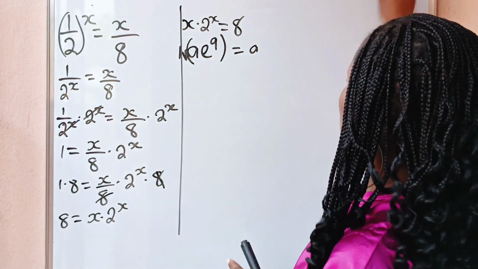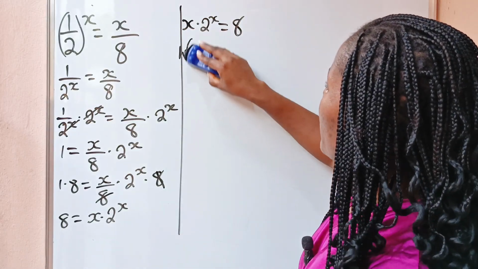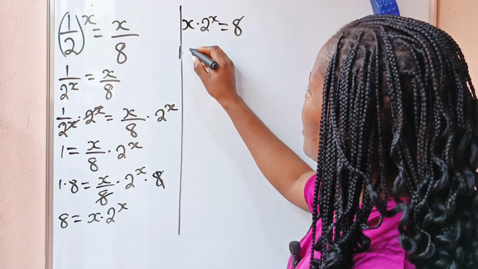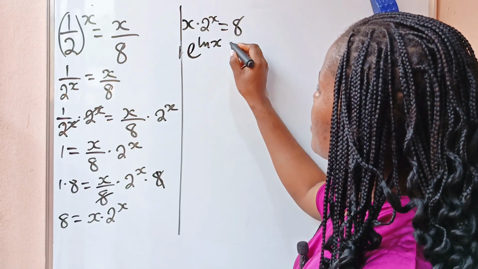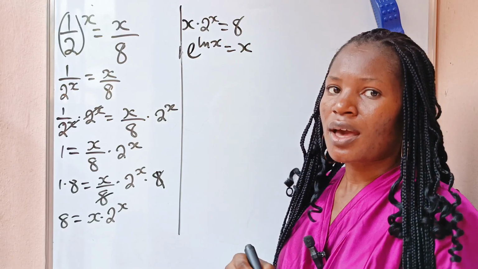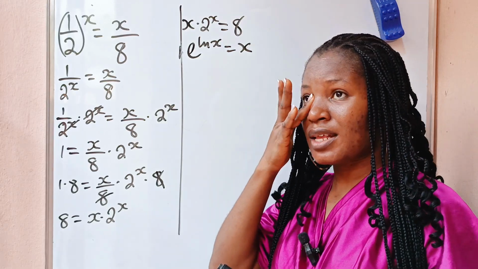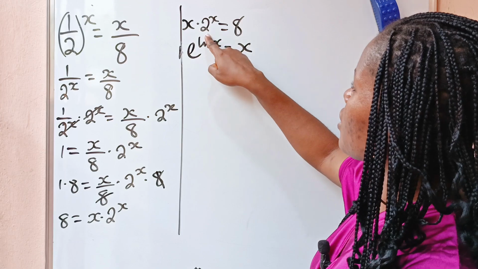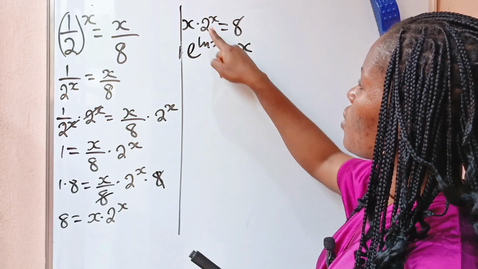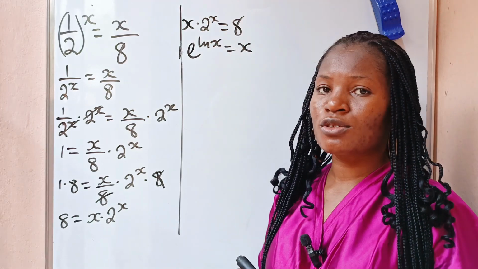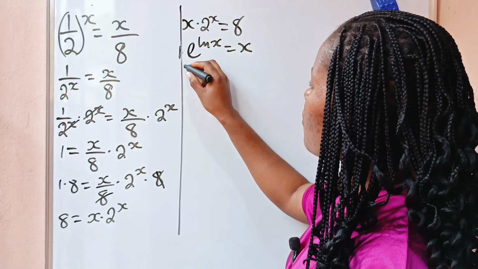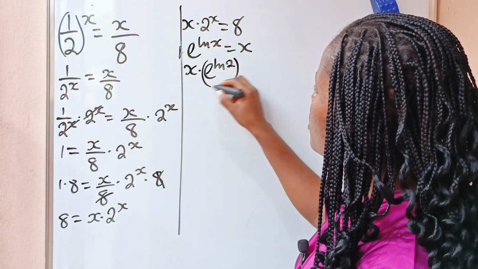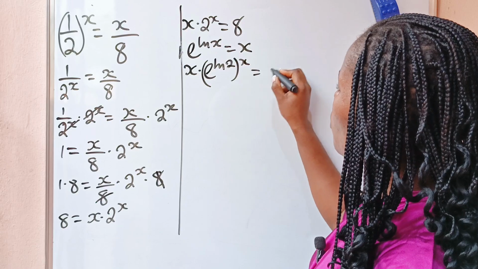Now see how we are going to do it. Looking at what we have now, we can see that e to the power of ln x is also equal to x. Yes, e to the power of ln anything is equal to that thing. So that means that e to the power of ln 2 will still give me 2. So I will replace this 2 with e to the power of ln 2. So I will have x multiplied by e to the power of ln 2 raised to the power of x, okay, is equal to 8.